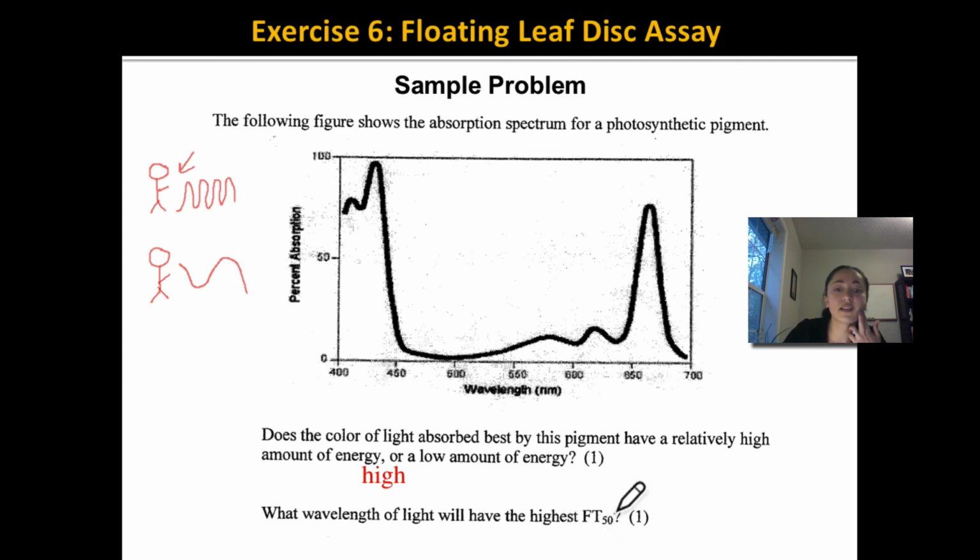Well, which one's going to take the longest amount of time to float? Well, that's going to be where they're absorbing the least amount of light, right? And so that's going to happen somewhere around here, right? So around 500 nanometers. That's how we measure wavelength. So the answer here should be about 500. That's where it would take the longest amount of time for photosynthesis to happen.